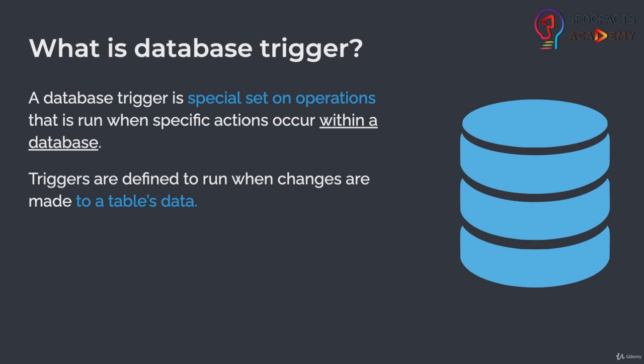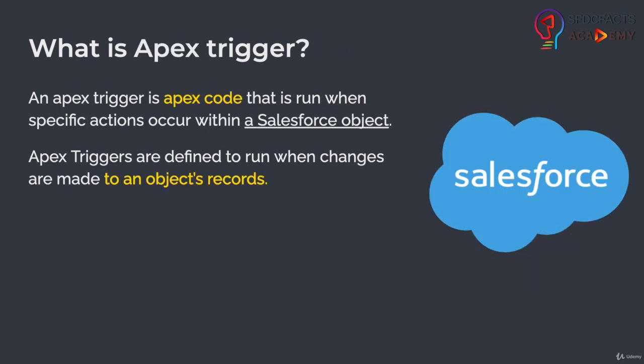Now let's convert this definition to an Apex trigger. An Apex trigger is Apex code that runs when something is changed in your Salesforce object. Apex triggers are defined to run when changes are made to an object's records. For example, if you insert a new record, or if you update or delete existing records, or if you undelete or recover existing records. In these cases, you can define Apex triggers and run your business automations.